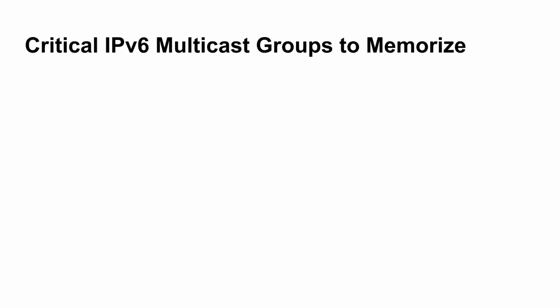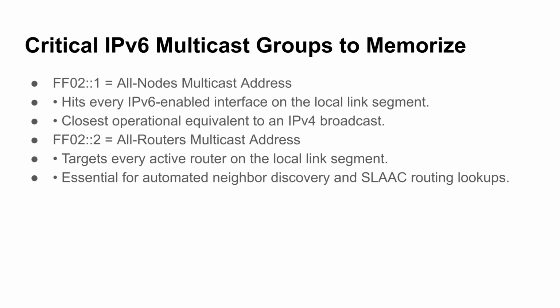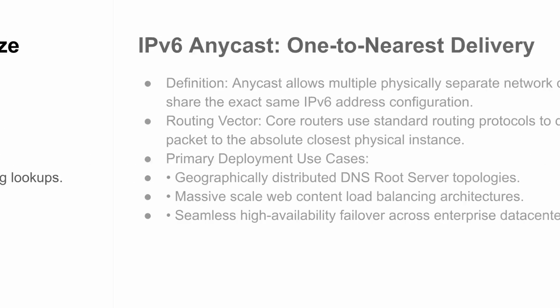There are two critical multicast groups to remember. FF02::1 is the all nodes address, acting as the closest equivalent to a broadcast, while FF02::2 is the all routers address, essential for neighbor discovery and routing lookups.